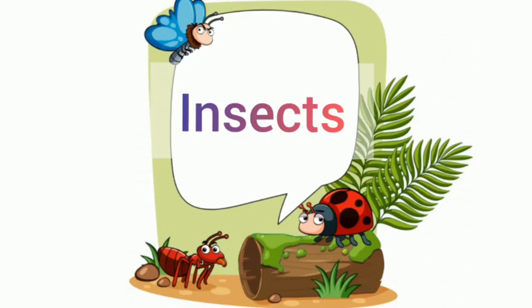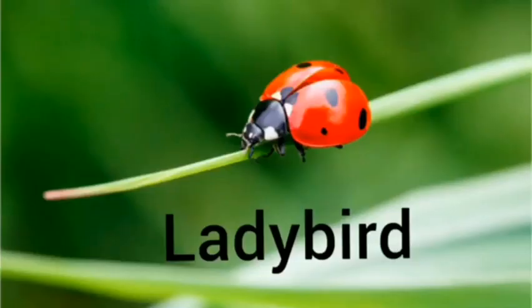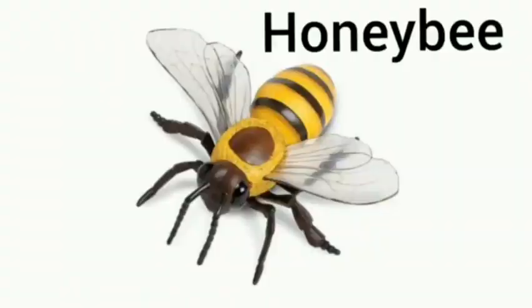Children, now these are the insects that we are going to write. This is a ladybird. It is an insect, mostly black and red in color. LADYBIRD, ladybird. Children, have you seen this insect?